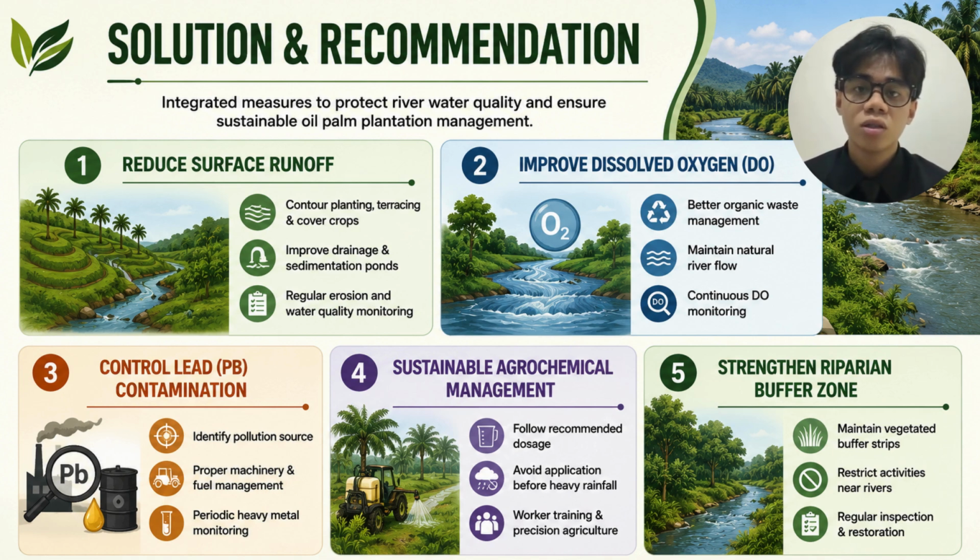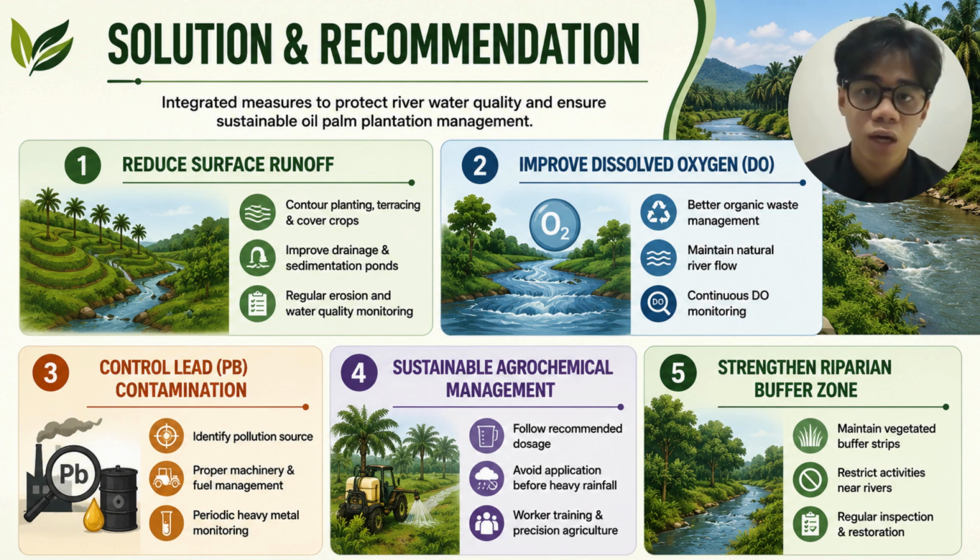The third recommendation is to control lead or Pb contamination. The first step is to identify the actual pollution source, whether it comes from plantation activity or external factors. Proper machinery maintenance, safe fuel management, and periodic heavy metal monitoring are also important to prevent lead contamination from affecting the surrounding river system.